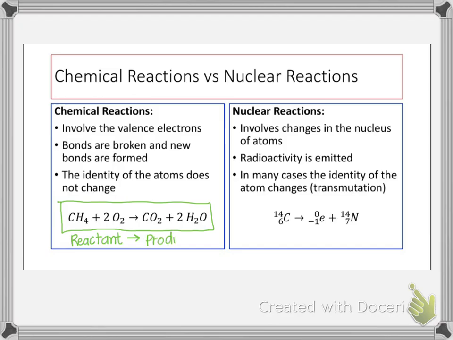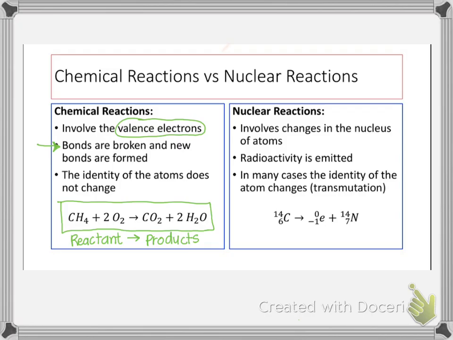Now, in a chemical reaction, bonds are broken and new bonds are formed. And bonds involve valence electrons. Remember, valence electrons are the outermost electrons in the atoms, and they are involved in bonding either by transferring the electrons to make ions or by sharing the electrons to make covalent bonds. Now, as you look at the chemical equation, you'll notice that the atoms or their identity don't change.